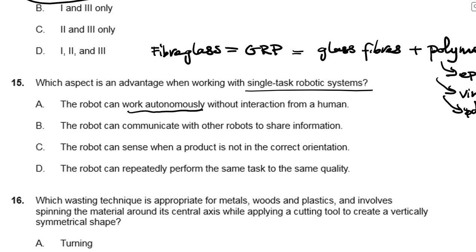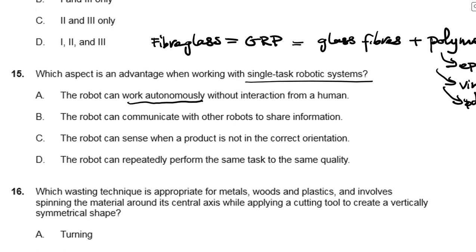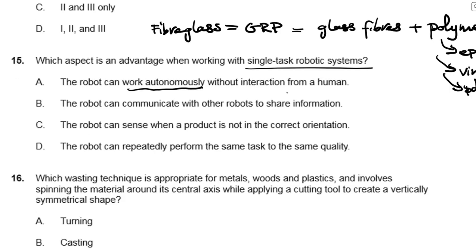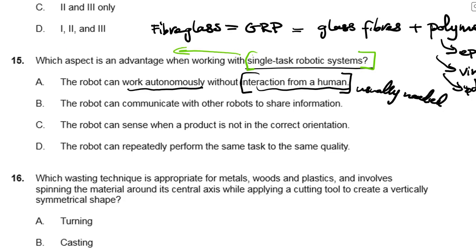Single task robotic systems. So that could be possible, but it's usually not the case, right? Usually we need a human input. But what we mean by a single task robot, let's first define that. Single task robotic systems, that is our robots that can perform only one task, only one.